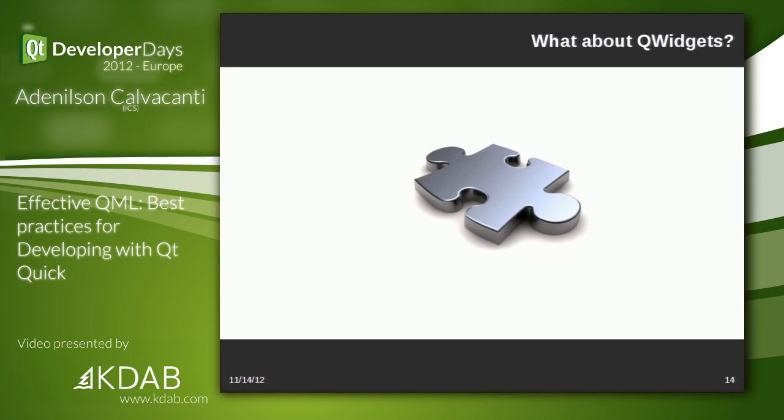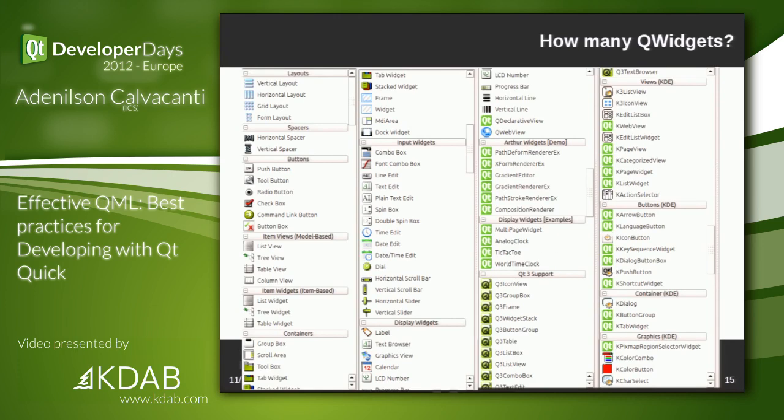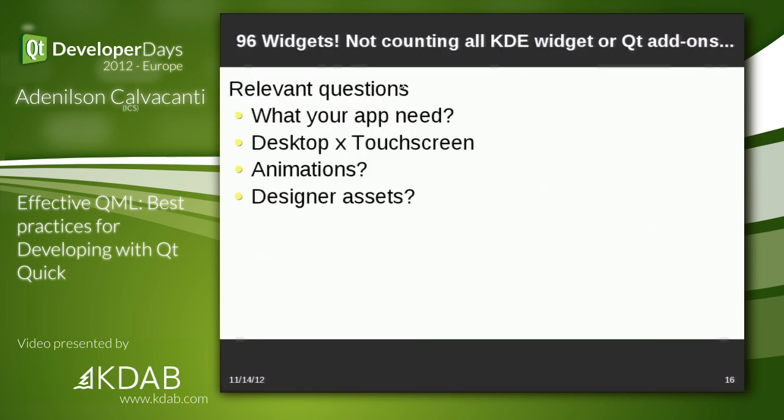All right, what about QWidgets? Whenever I talk about QML, people always ask me about QWidgets. Yesterday I decided to look into Qt Creator, at the amount of widgets available. You see that I have some KDE widgets here, but I haven't included them now. But only look at those widgets. I counted something like 96 widgets. I dare say that it's quite a huge amount of widgets.